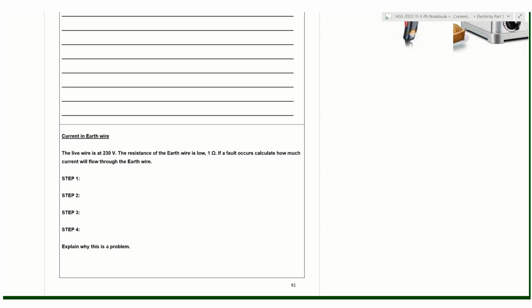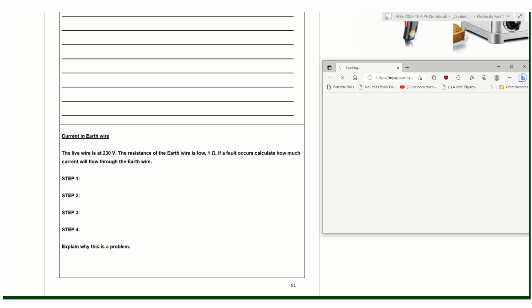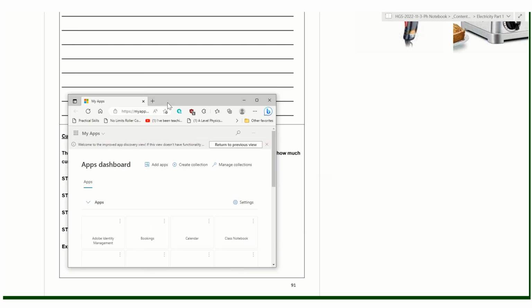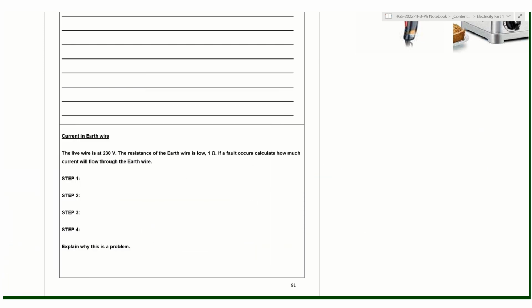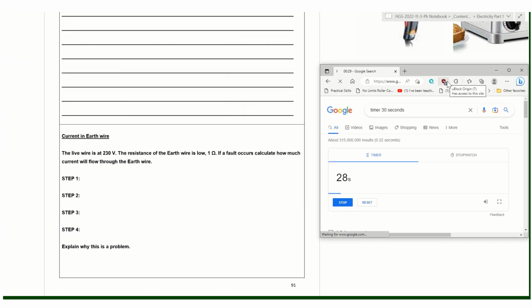So for example, 1 ohm. The live wire is at 230 volts. So if a fault occurs, how much current is going to flow? That's what I want you to calculate now. And again, you have 30 seconds to do this. Remember all four steps.